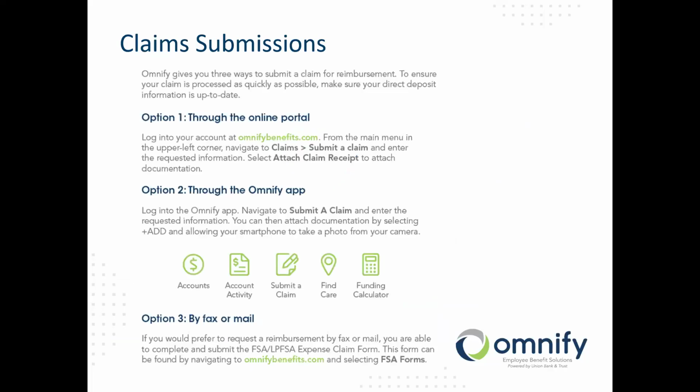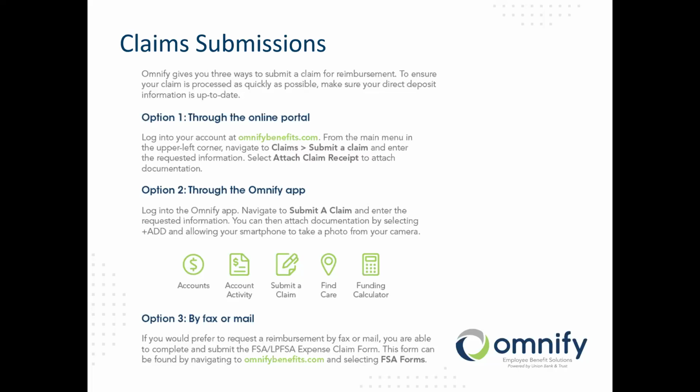And when it comes to submitting a claim, you're going to have several options. We are going to walk through the online portal option, but you can use the online portal, the mobile app, or submit by fax or mail. So with the online portal, you'll just navigate to the claim section. You'll click submit a claim, and then you're going to attach your receipt. So that's a pretty straightforward process.